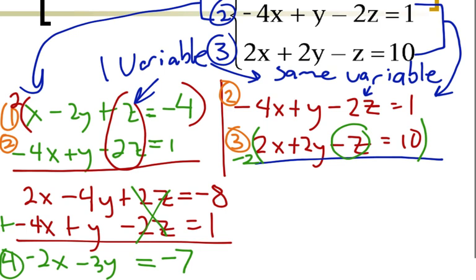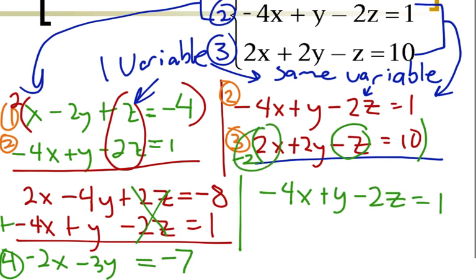So I'm going to go ahead and bring that equation number 2 straight down. So I'm going to get negative 4x plus y minus 2z equals 1. That's still equation number 2. It didn't do anything. But now I'm going to distribute my negative 2 here. So that's going to give me negative 4x minus 4z plus 2z and then minus 20.